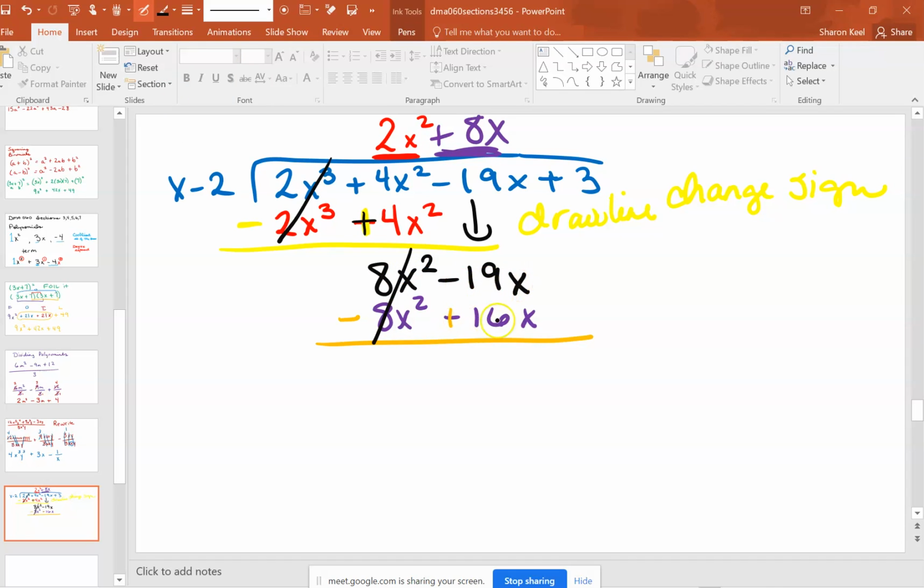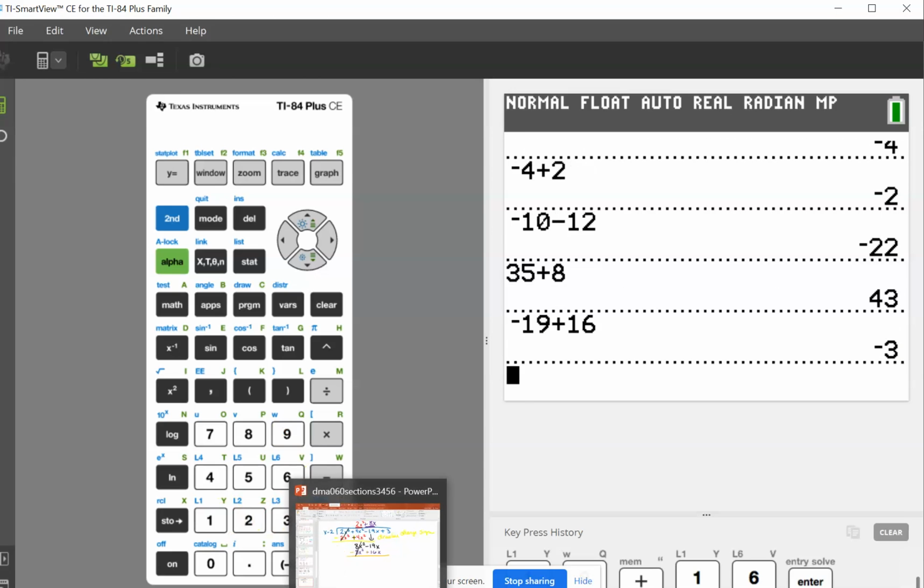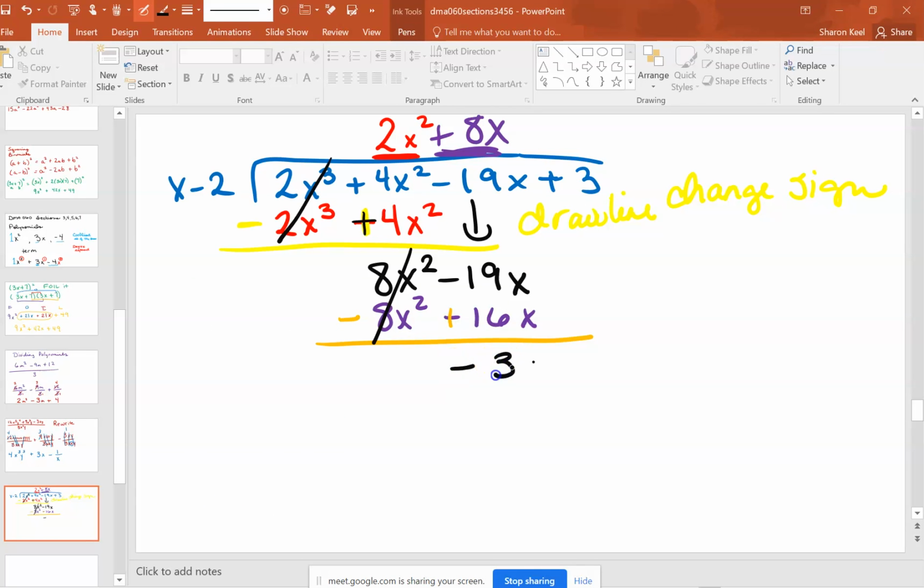Negative 19 plus 16. Always double check yourself. That's going to give us a negative 3. So we have negative 3x, and we're going to bring down the plus 3. We need to figure out what do we multiply x by to get negative 3x. Well, we multiply by a negative 3. Negative 3 times x is negative 3x. Negative 3 times negative 2 is a positive 6.